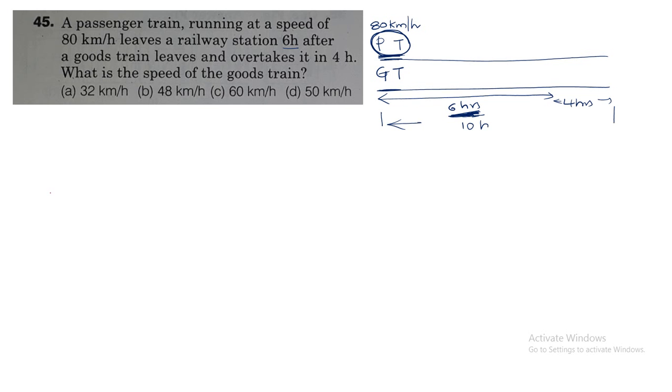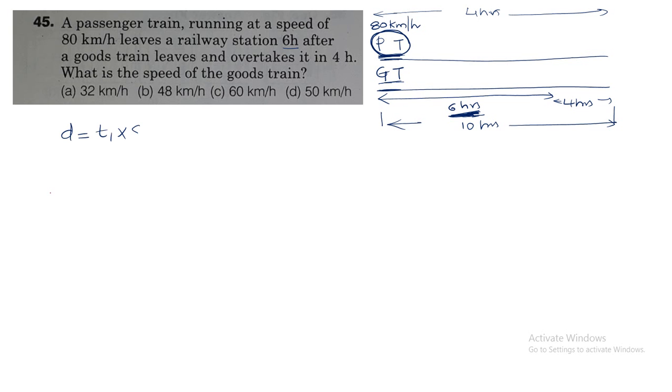So along with the 6 hours, it has traveled 4 more hours. That means the total travelling of the goods train is 10 hours, and my passenger train covers the same distance in how many hours? In 4 hours. So in 4 hours my passenger train has covered this distance, whereas my goods train has covered the same distance in 10 hours. Now he is asking what is the speed of the goods train. From this I can directly say, if you observe the figure, distances are the same, right? Distances are the same.